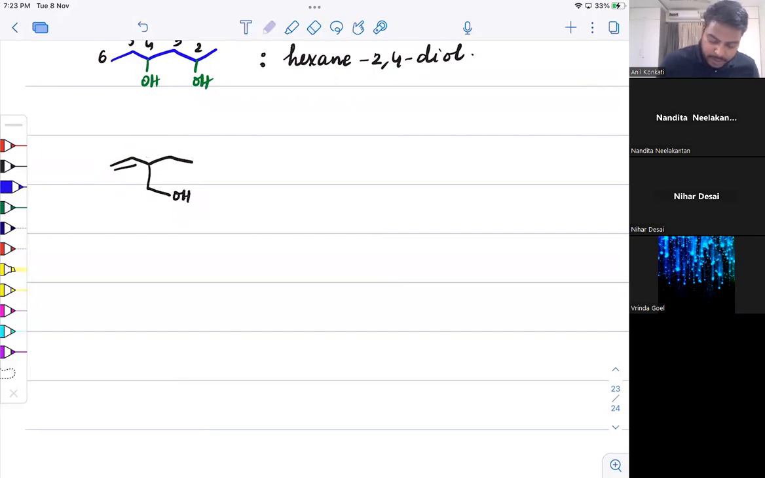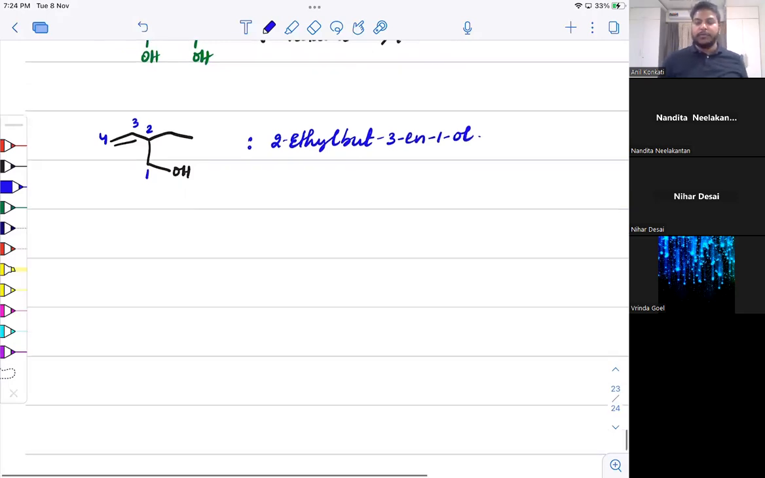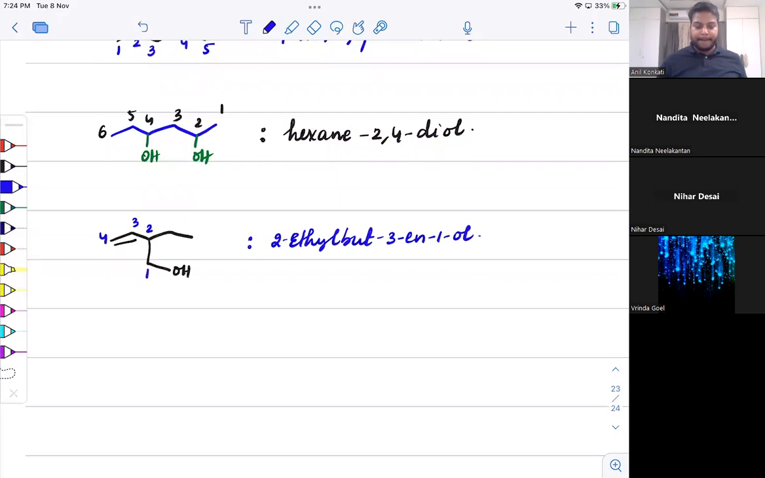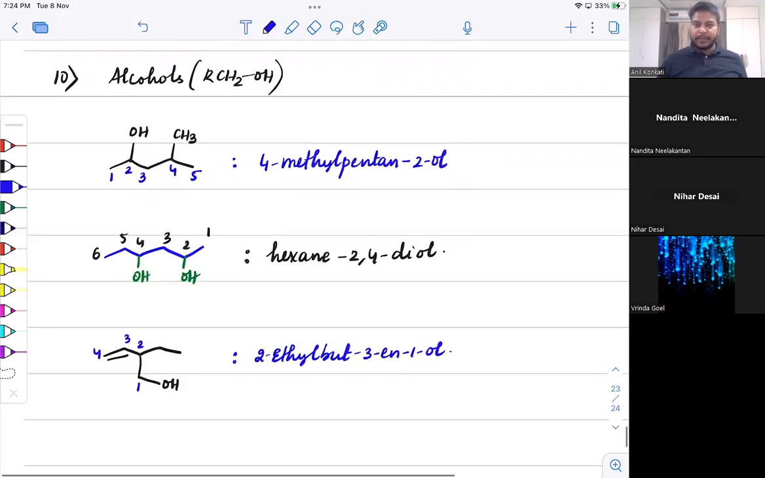Your numbering should start from where OH is present. So we should start from here, 1, 2, 3, and 4. So what should be the name now? So 2-ethyl but-3-en-1-ol. This will be the correct IUPAC name. Clear with the alcohols part?